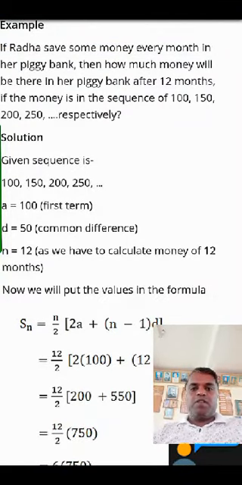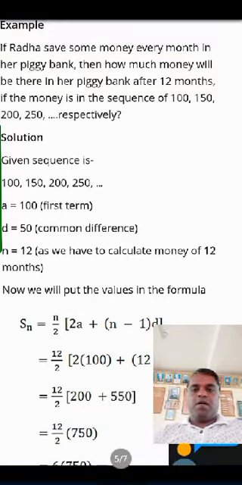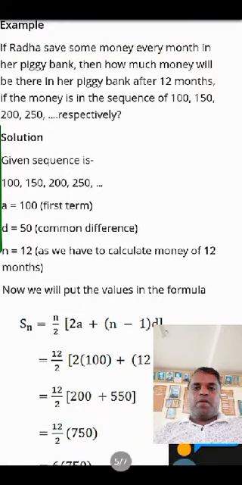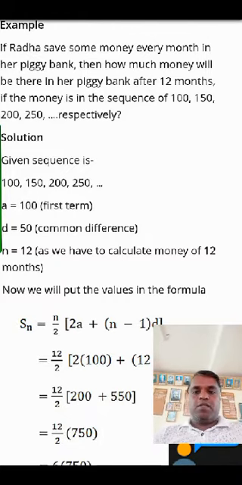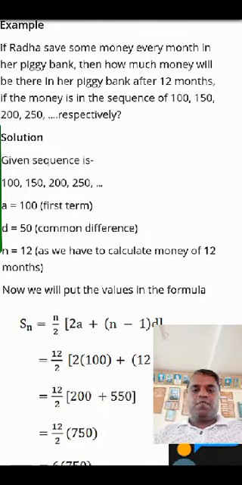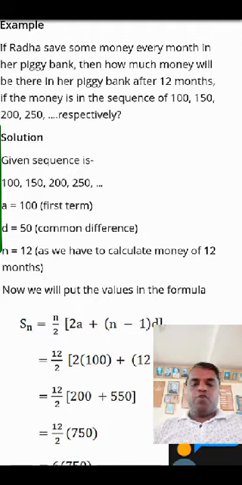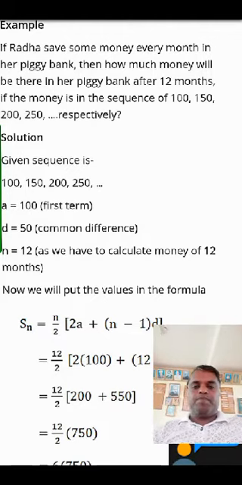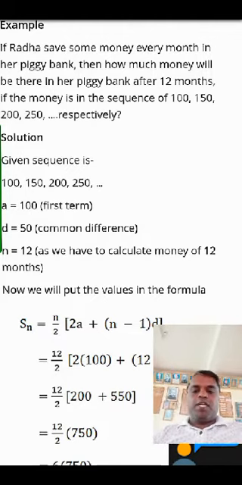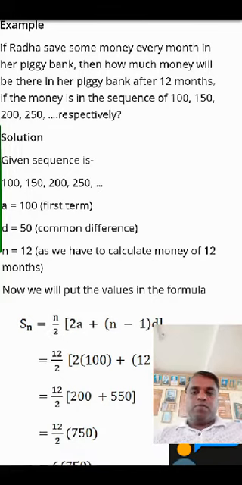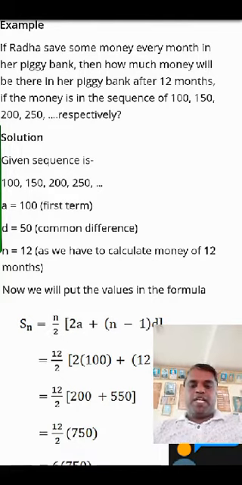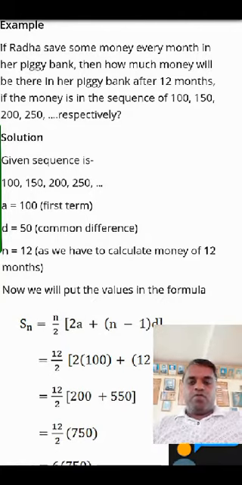If Radha saves some money every month in her piggy bank, then how much money will be there in the piggy bank after 12 months? If the money is in the sequence 100, 150, 200, 250 respectively. First of all, we have to write those numbers in sequence form: 100, 150, 200, 250.